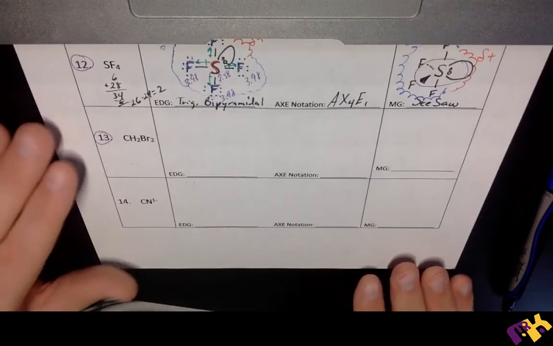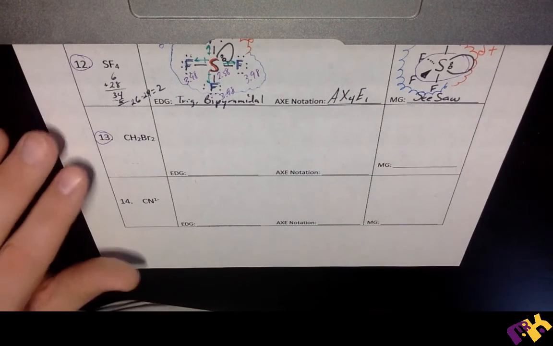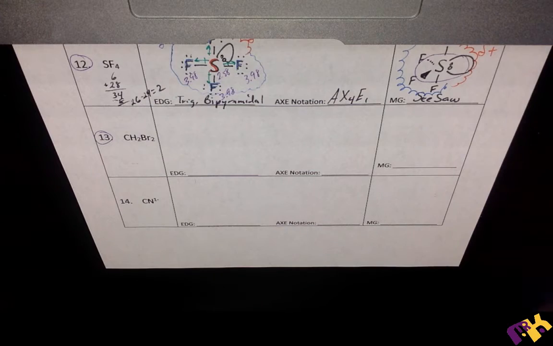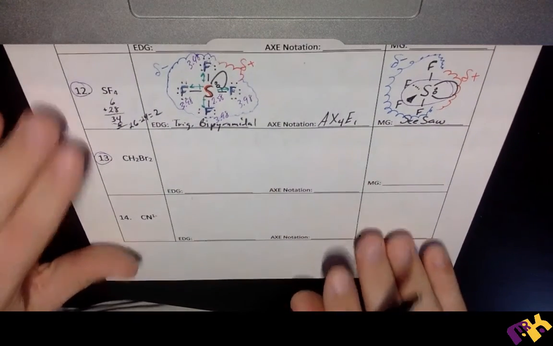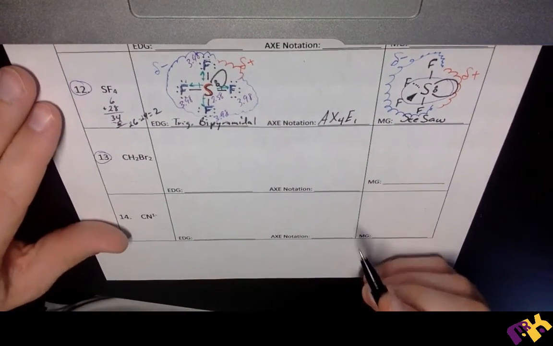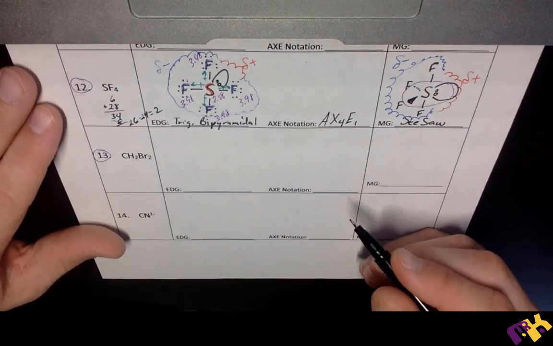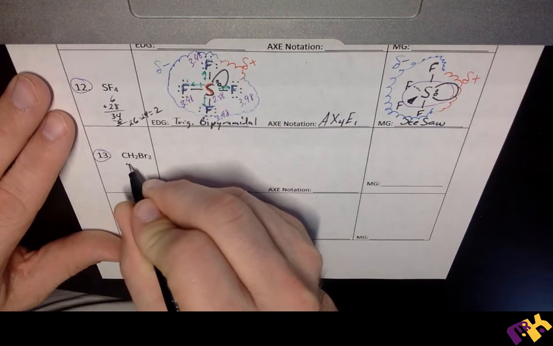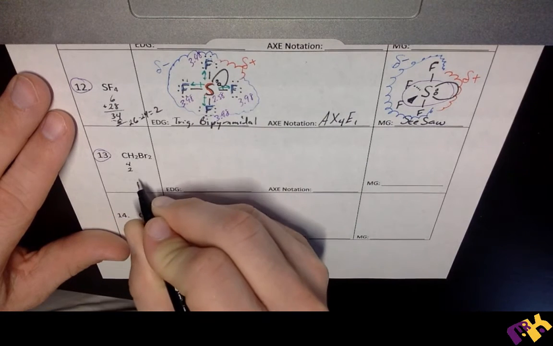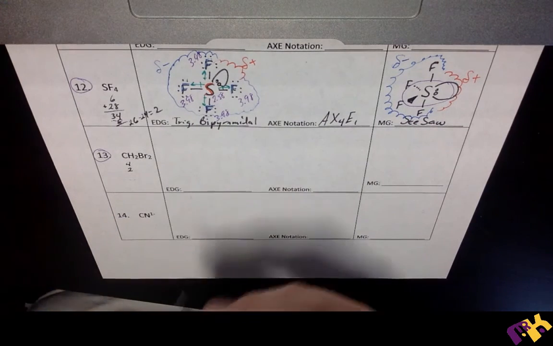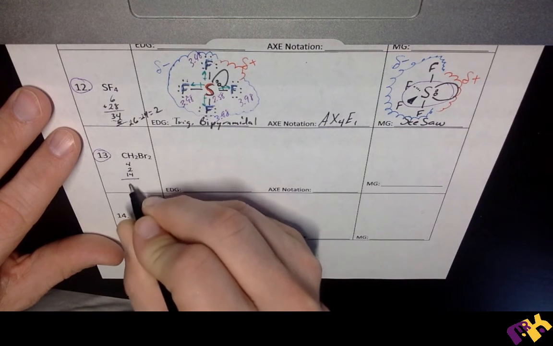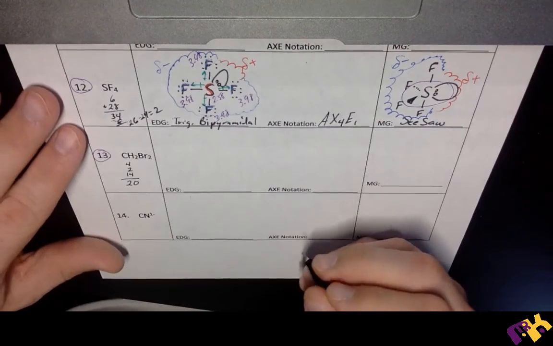Last one that I wanted to go over with you guys would be CH2Br2. This one I think is a lot more straightforward and easier to do than some of the other ones we've done today, but I still think it's probably going to be helpful to do it anyway. We're going to have 4 electrons from carbon plus 2 from the hydrogens combined, and then 14 total from the bromines. So that's a total of 20 electrons to deal with.